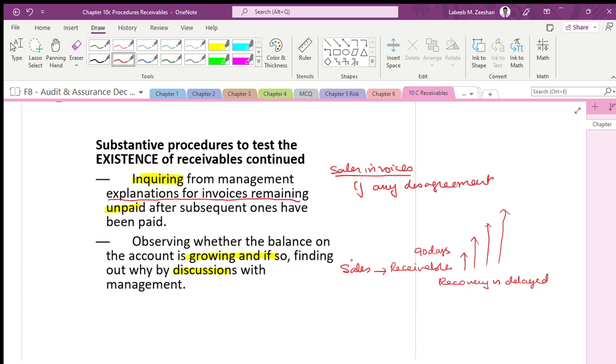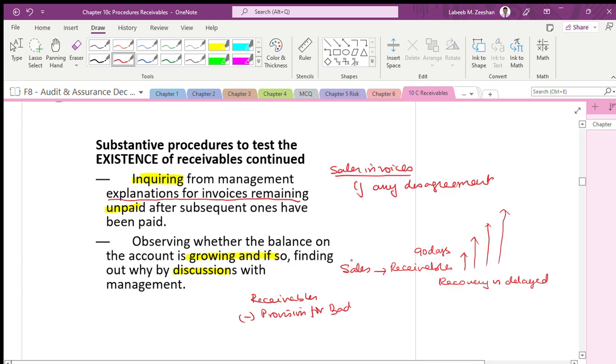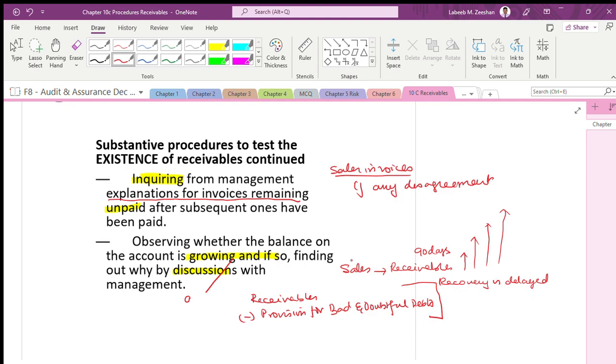That is the reason. Whenever you show receivables in the balance sheet, we will state the provision for bad and doubtful debts as such. This is what we have to make sure of if there are any such balances. This we are talking about in terms of aged receivables.